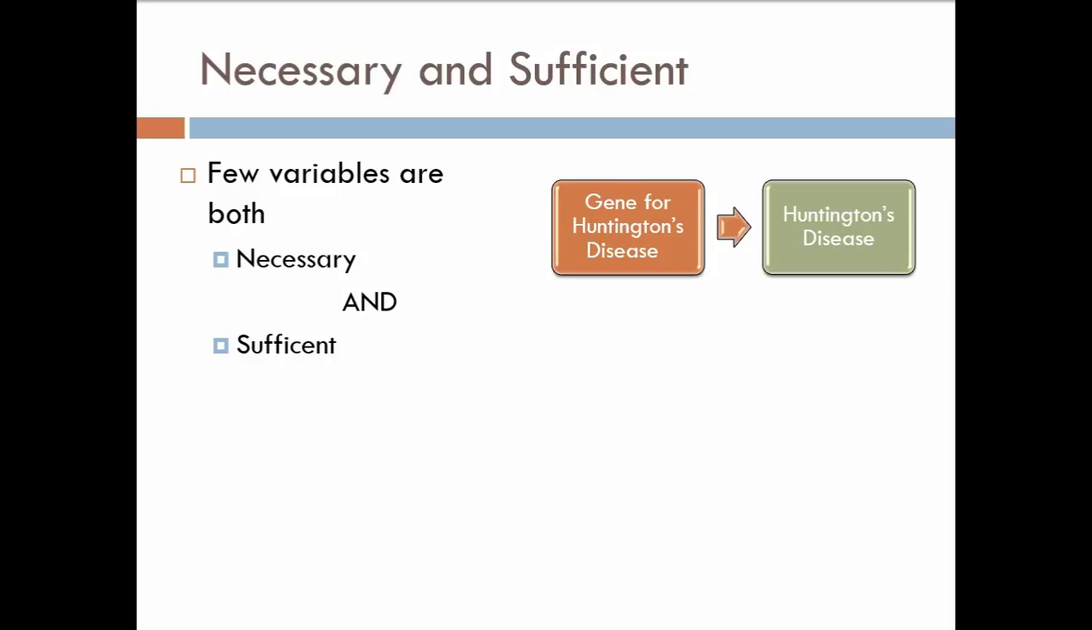Sufficient refers to that's all you need in order to produce the outcome. Again, the gene for Huntington's disease is a good example because all you need is the gene for Huntington's disease. It's sufficient to produce the outcome. And you must have the gene for Huntington's disease in order to experience the outcome. A few variables are like that.